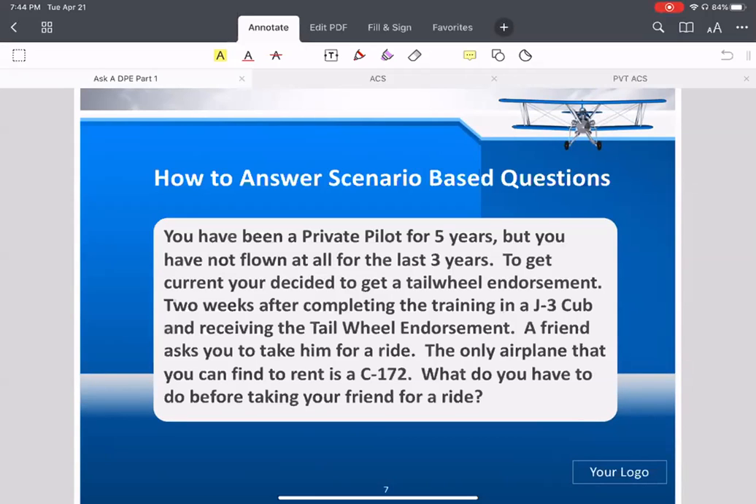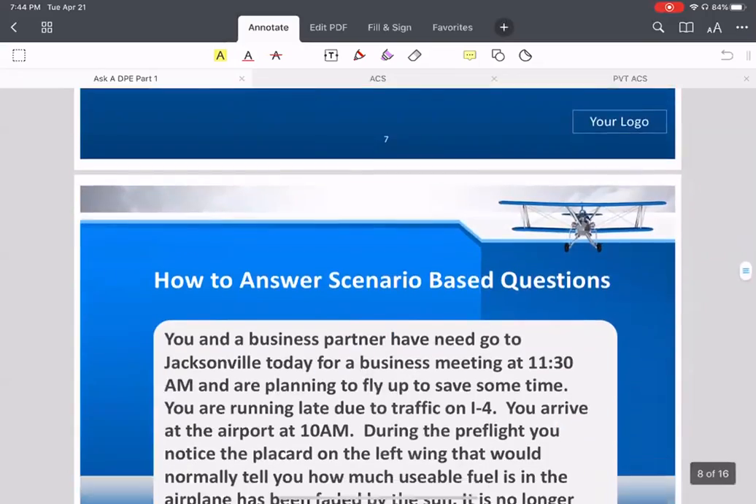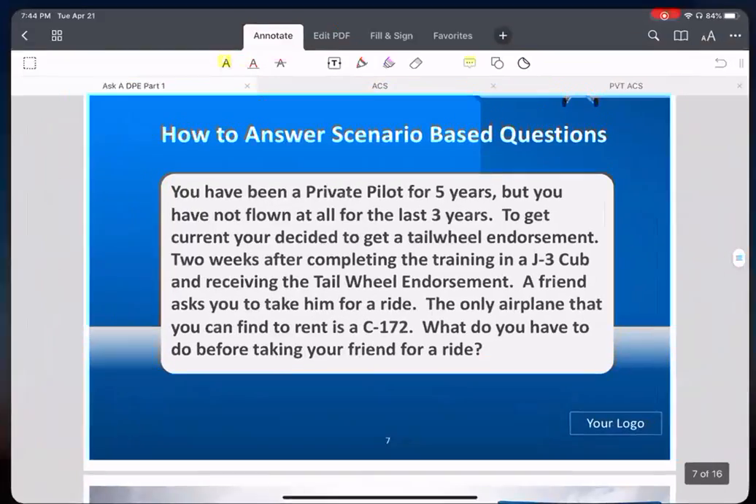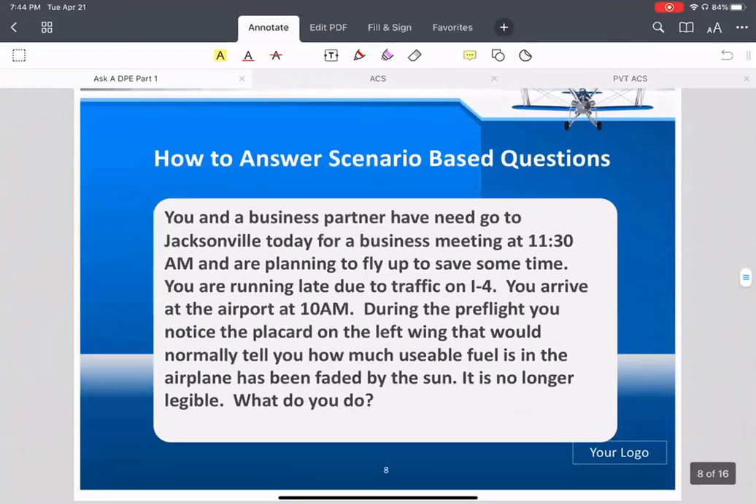All right, so just changing a little bit in the question brought a completely different scenario, but still the same knowledge of the same 2 regulations. So now, those were the easy ones. Now it's getting a little more complicated.